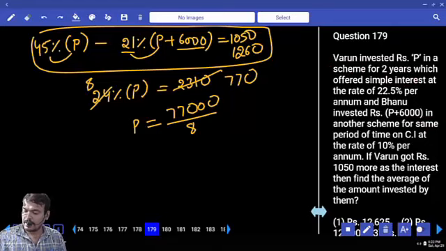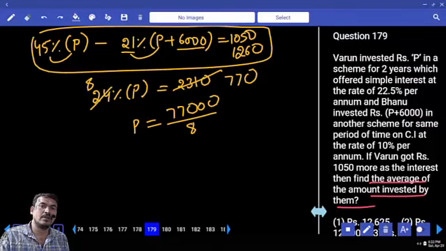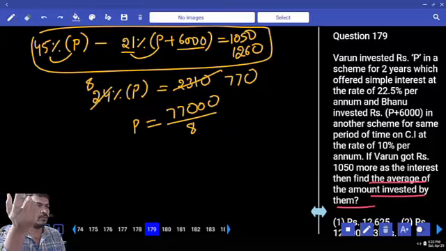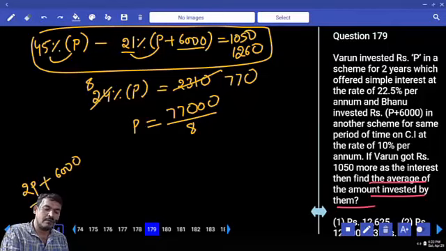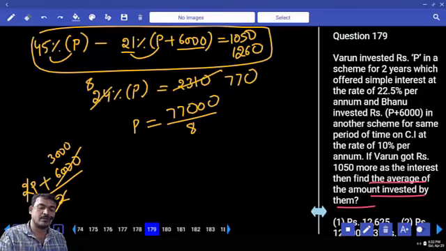What is the question here? Find the average of the amount invested by them. Average amount invested by them means first one P rupees, second one P plus 6,000. Total it is 2P plus 6,000, divided by 2. 2 gets cancelled. 3,000 times. Means we require P plus 3,000 or only P? P plus 3,000. Okay.